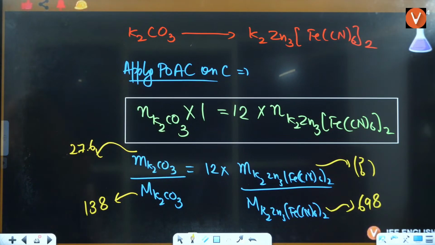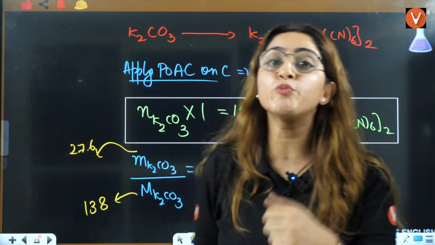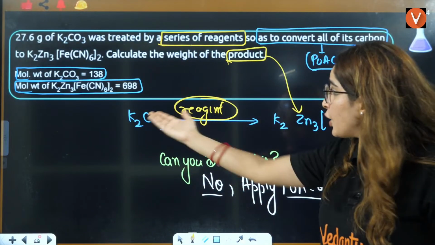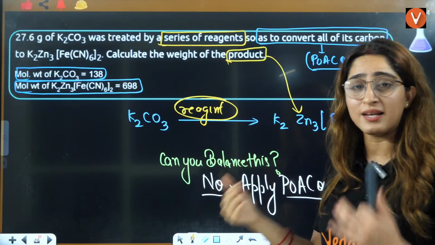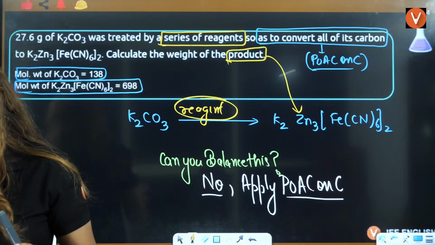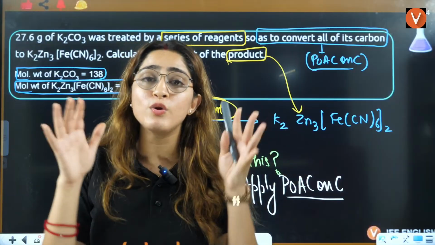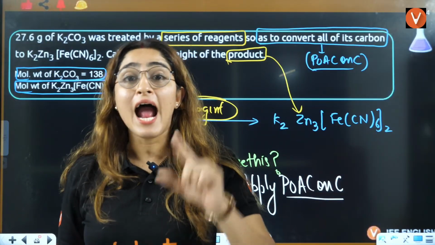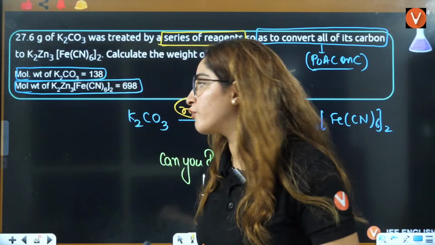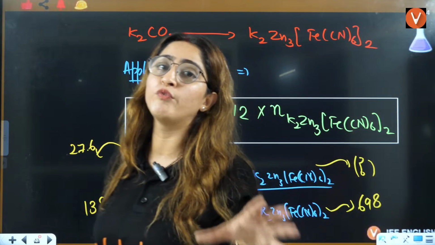Easy, right? Can we use stoichiometry, ma'am? For stoichiometry, I told you that you need to balance this reaction. You can't balance this reaction, na? You need to have all the reactants and products for balancing. So if you can't balance the reaction, you can't use stoichiometry, right? Only if you can balance, then you can use stoichiometry. That's why in these kind of questions, this particular POAC application is what you will apply.